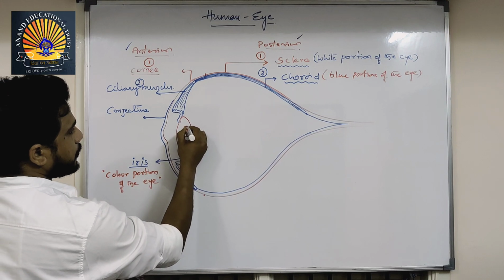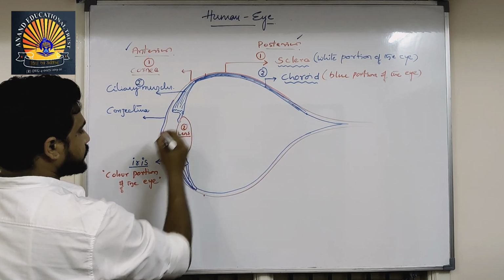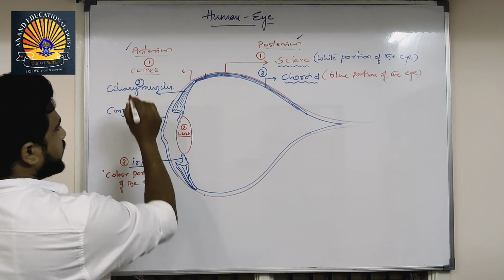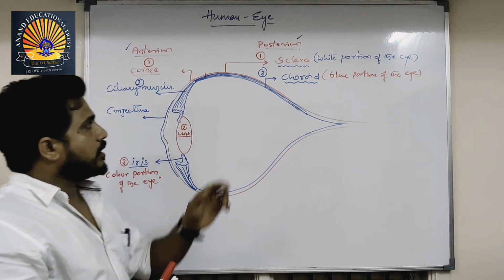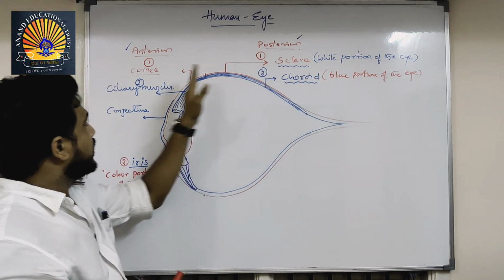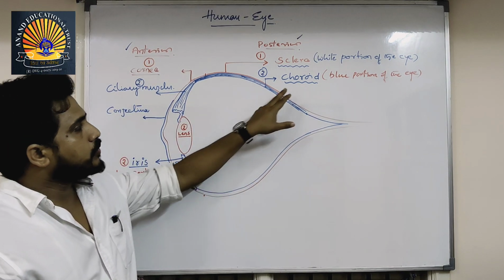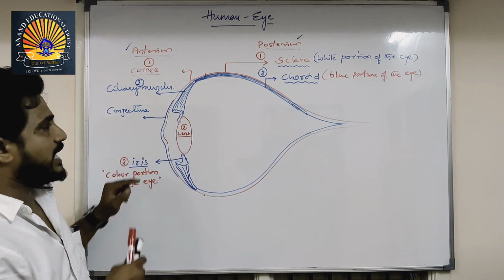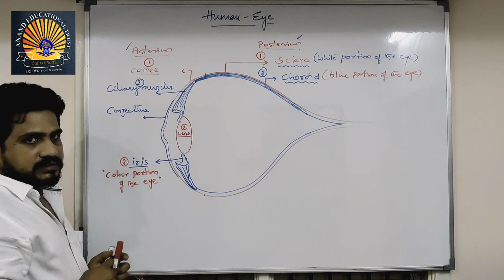Lens is also occupied in the second coat. Iris is also occupied in the second coat. Ciliary muscles are also occupied in the second coat. The first coat is composed of the sclera, posterior side, and cornea, anterior side. Whereas the second coat has the choroid posteriorly, the same choroid anteriorly finished as ciliary muscles, lens, and iris.